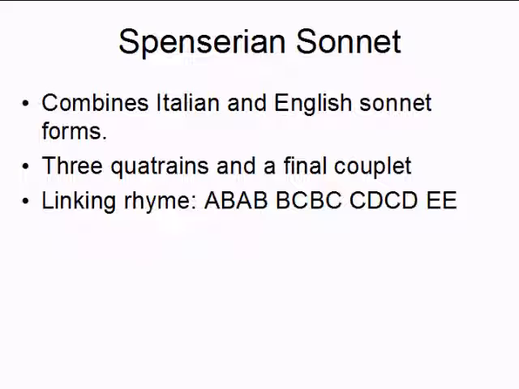The Spenserian sonnet combines the Italian and the English forms. It uses 3 quatrains and a final couplet, but employs linking rhymes between the quatrains. These rhyme A-B, A-B, B-C, B-C, C-D, C-D, E-E.